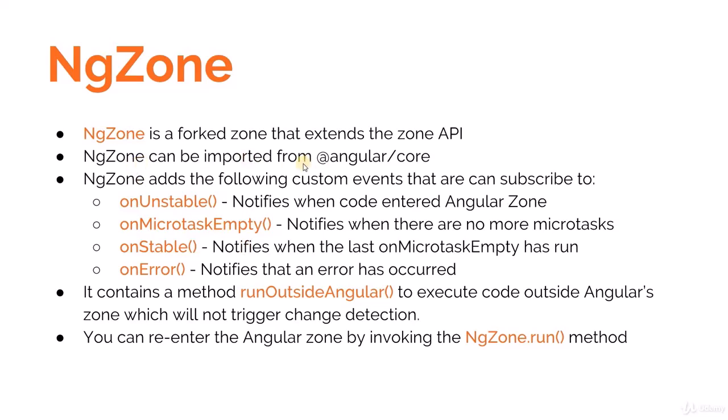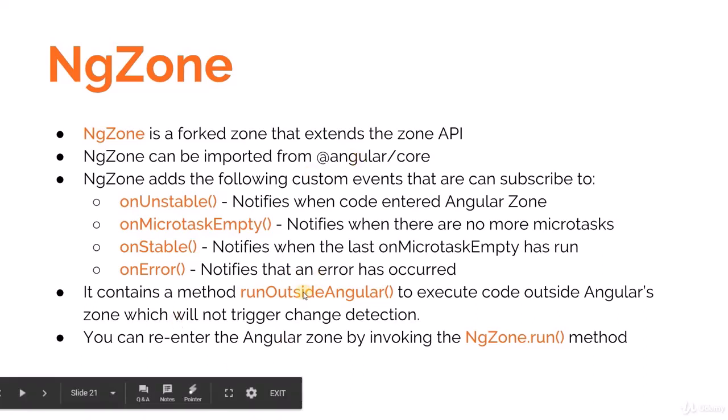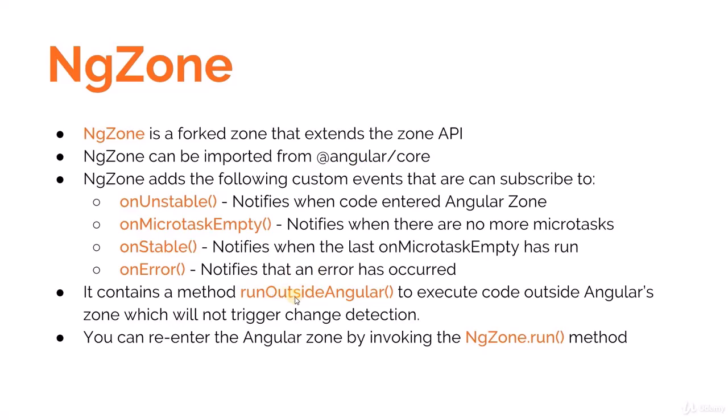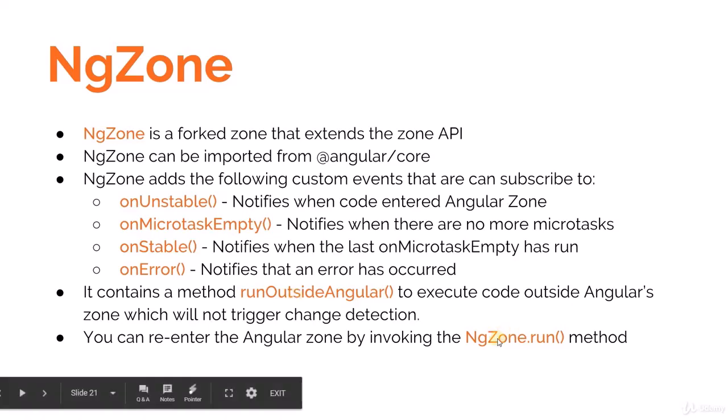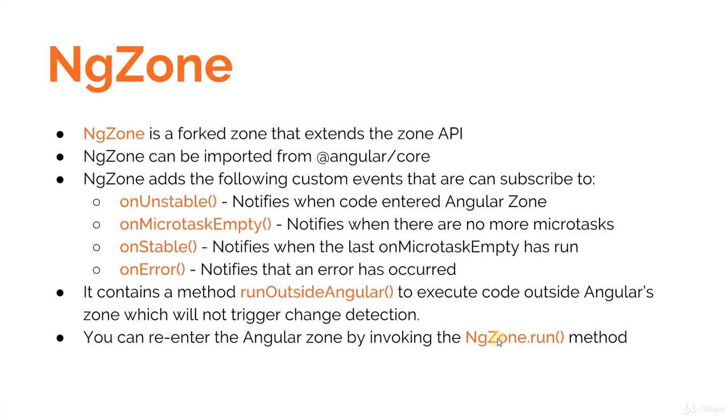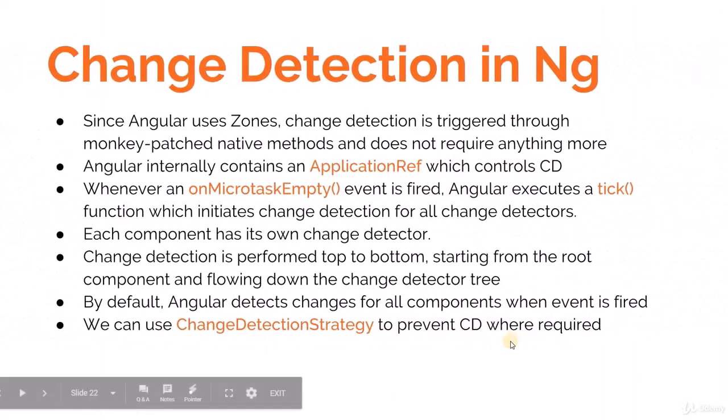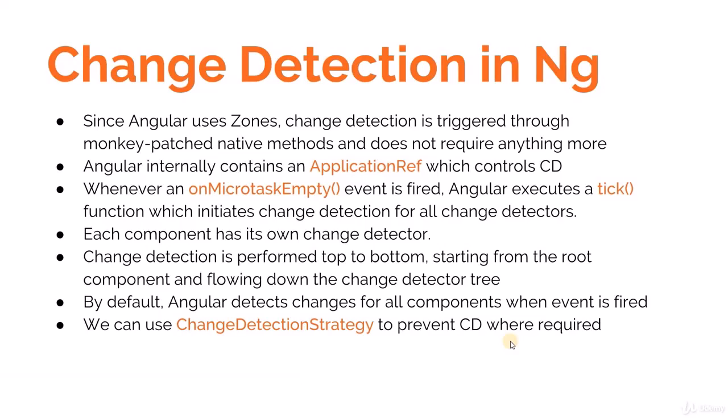Now, NgZone is something that can be imported from Angular core. If you want to run a function outside the Angular zone, then you can run it inside the runOutsideAngular function. And if you want to re-enter the Angular zone, you can do so by invoking the ngZone.run method. Now here's how the whole thing works.